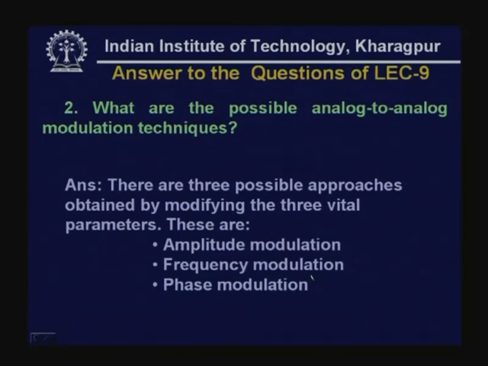Second question was, what are the possible analog to analog modulation techniques? As I have already discussed, there are 3 possible approaches, particularly modifying the 3 vital parameters like amplitude, frequency and phase, and the modulation techniques are known as amplitude modulation, frequency modulation and phase modulation. However, as you have seen that frequency and phase modulations are very similar in some ways, and that is why they are known as angle modulation.